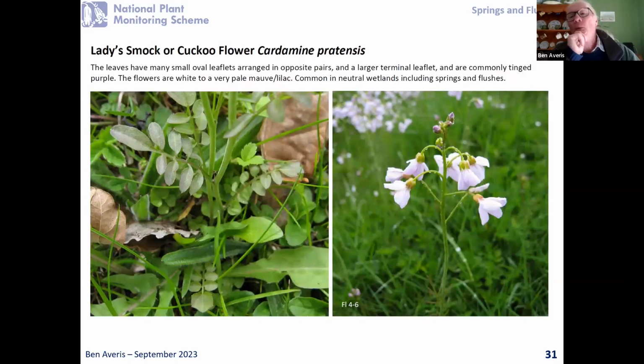Lady's smock, very common, well-known plant. It can get quite big and lush, like the one photographed on the right there, and can be looking like that in some flushes, but in springs we often see it just really very short, a little basal rosette of leaves, and not so much in the way of flowers. Leaves quite easy to tell, really. They have these opposite pairs of leaflets, often with a bit of a purpley tinge to them. Nice thing. Flowers fairly early, April, May, June time.